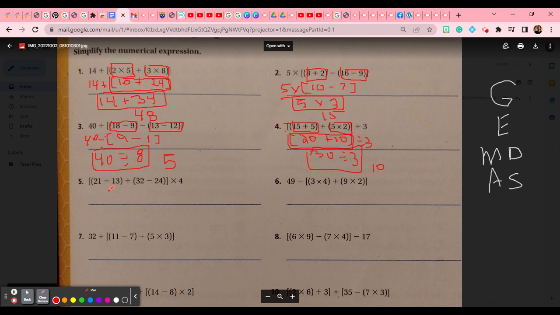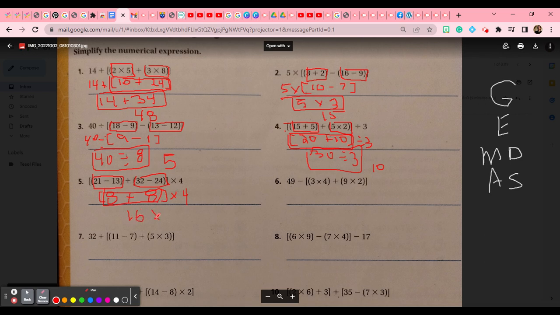Okay, let's do one more. 21 minus 13 plus 32 minus 24 times 4. Okay, so we're going to box what's inside of the brackets, inside of parentheses. And 21 minus 13, everybody, is 8. 32 minus 24 is also 8. Okay, and we're going to put our plus sign. Those are still in brackets, times 4. Now we're going to solve what's in the brackets first. 8 plus 8 is 16.